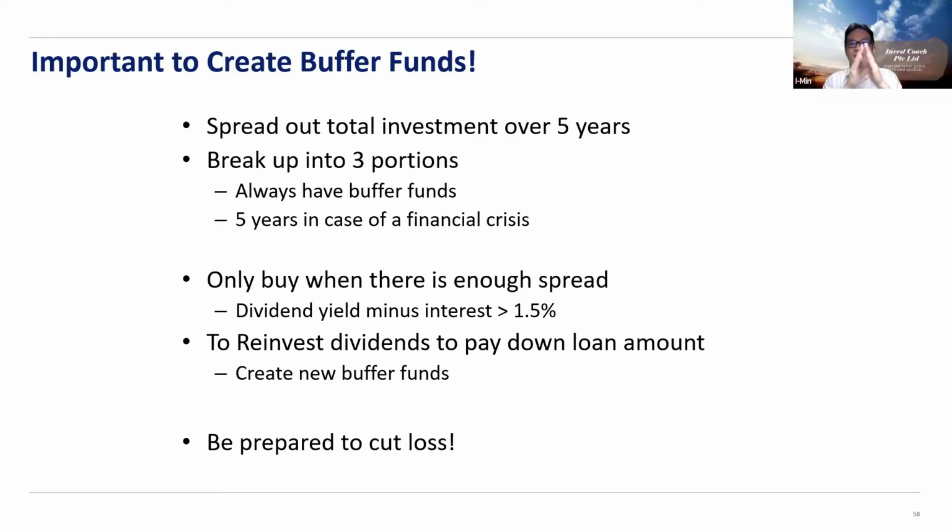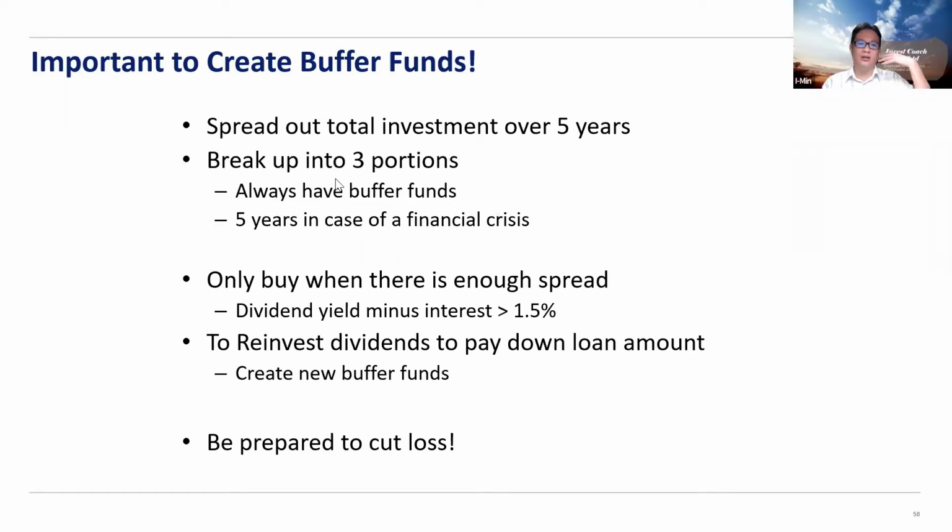So if you spread over 5 years, within 5 years, you will actually see one down. But when it is down, you still have money, then you can bring it up. So ideally, your sum of money for investment is spread over 5 years. But if it's too complicated, what we suggest is you think in terms of portions, maybe it's easier. The idea of portions is that you will always have buffer funds, for example, in the case of a financial crisis.